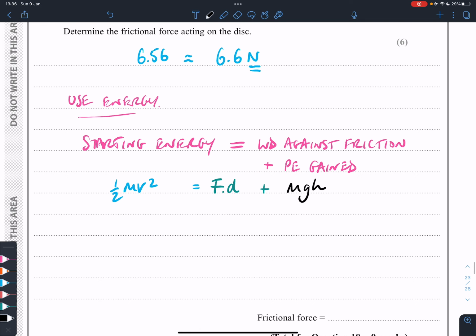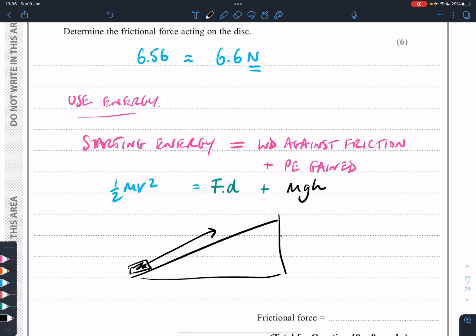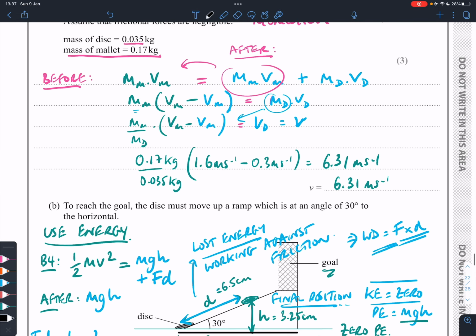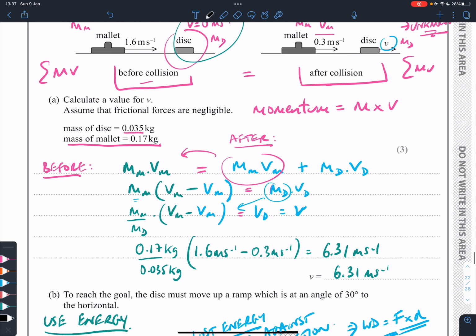And just to give you a nice diagram, what we've got here, we've got the thing moving up the slope to a certain distance there, a certain height there, 30 degrees, which we can find out, etc. Start. There you go. So that's that one. 6 marks for that. Good question.